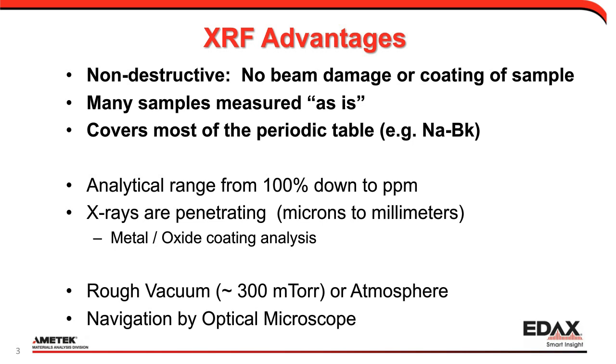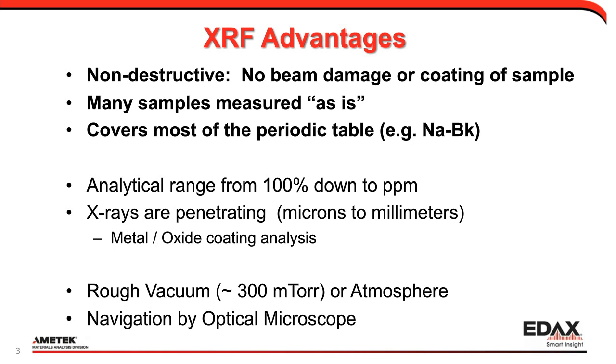It covers most of the periodic table, from sodium to berkelium. The analytical range can be from 100% down to parts per million. X-rays are penetrating, depending on the sample matrix and the energy of the X-rays that you're measuring. You can go from microns to millimeters. This is most important when you want to do things like coating analysis.